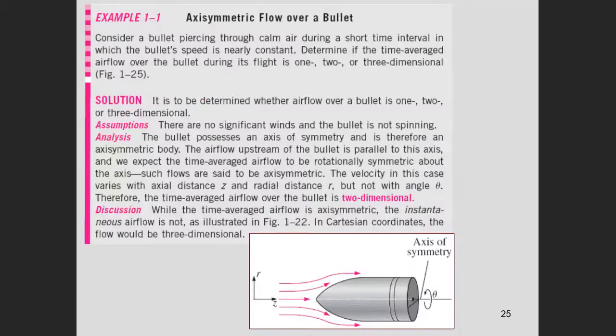Okay? So here he's trying to give us a logical example. This is a bullet flying, and the bullet is symmetrical. His question is, do you think this flow is two-dimensional or three-dimensional? His argument is that since the bullet is symmetrical, the variation along Z is negligible. And therefore the flow is what, guys? It is two-dimensional rather than three-dimensional.